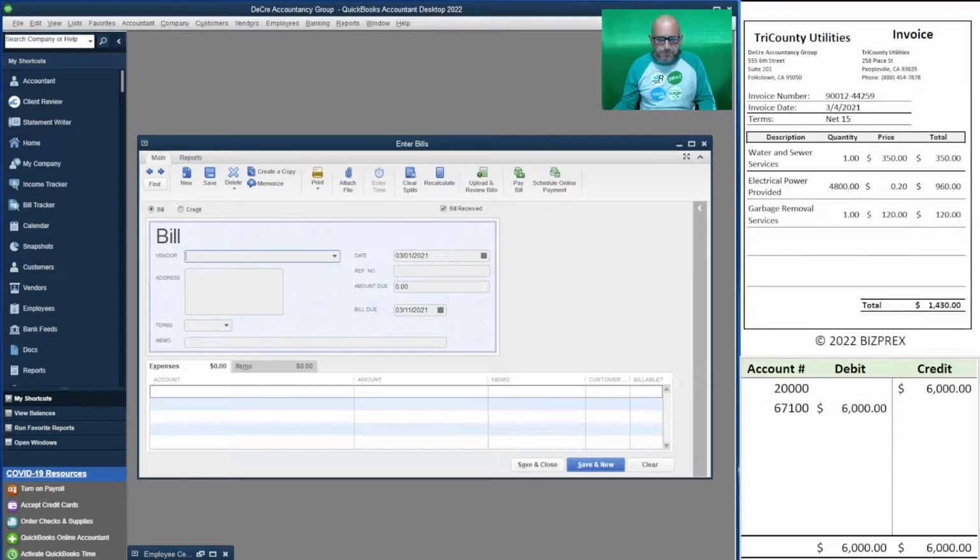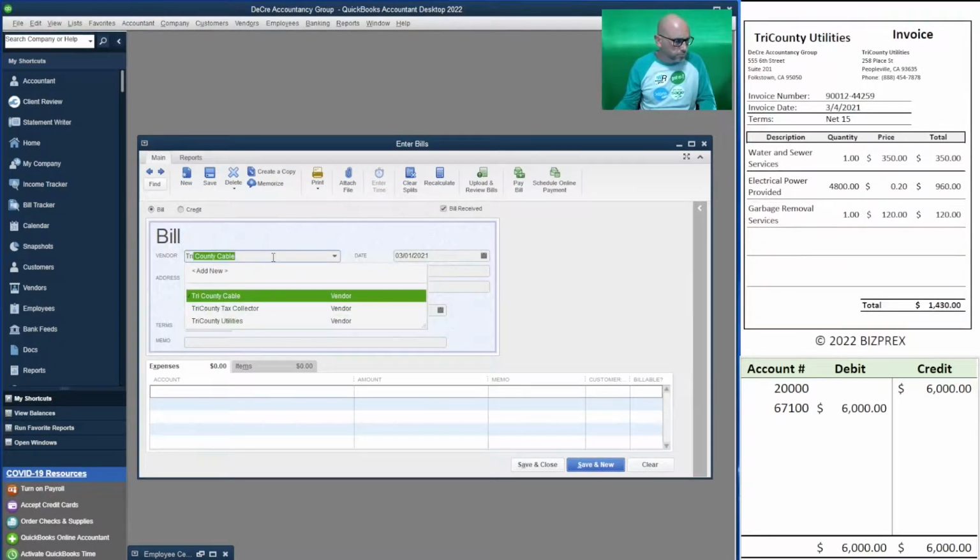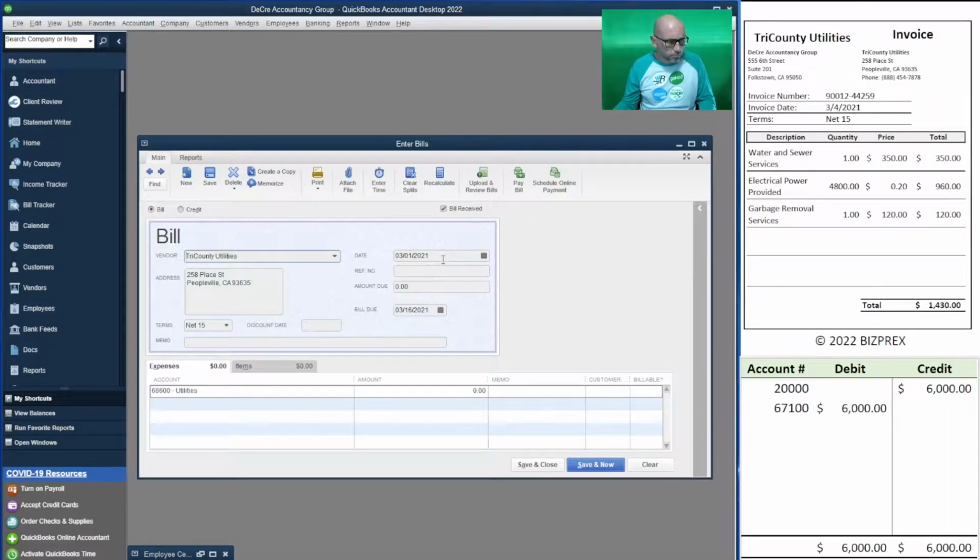We have utilities. So here again, it's 6800. Right? Okay. So this is a debit to 68,600 and this is a credit to 20,000.